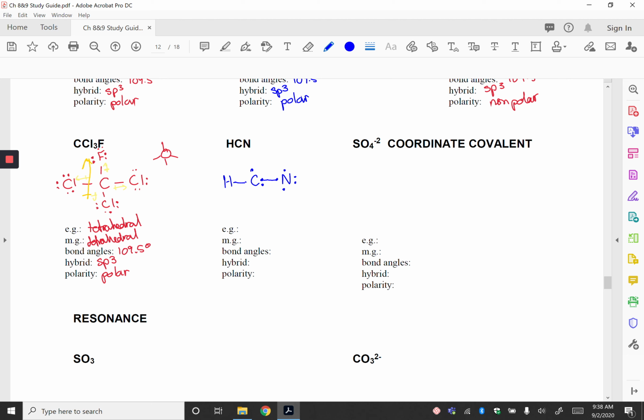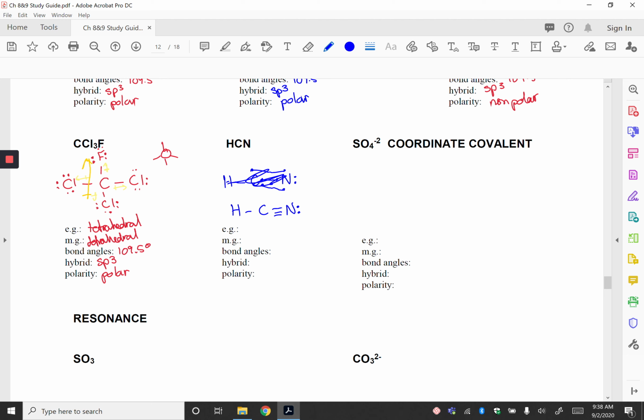We bond those 2. Now hydrogen's good with its duet, but carbon right now has only 6, and nitrogen also only has 6. So let's double bond them. Now carbon has 7, nitrogen has 7. So let's triple bond them, and now everybody's good. So I'm going to rewrite this. Ignore this here. So it should look like this. Always redraw so it looks neater.